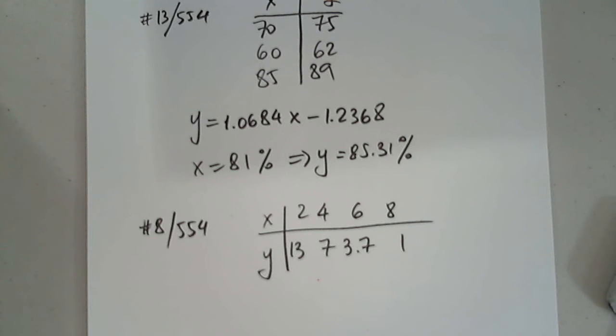I already have these, everything is turned on for the stat plot, so I just want a graph. Sorry, I have to go back and eliminate this. So it appears that this is an exponential function with a base less than 1.